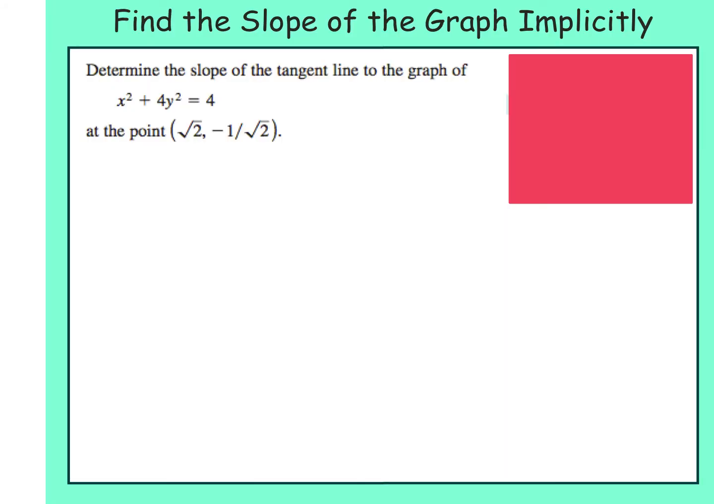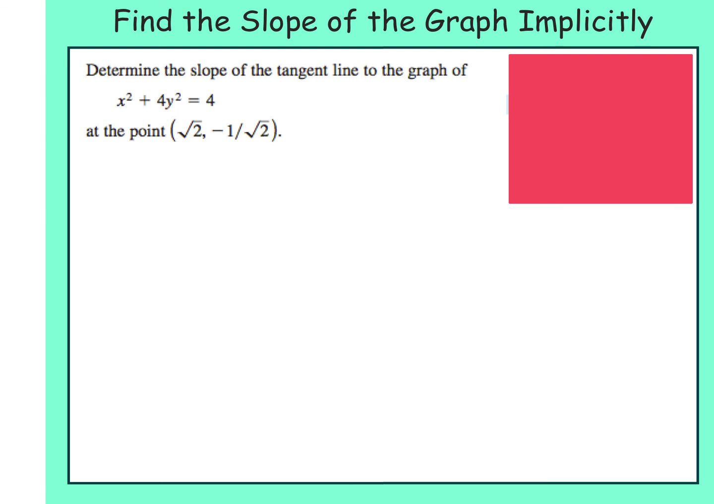Let's move. Here we go. We're going to find the slope of the tangent line. We're actually going to find the whole tangent line as well, of x squared plus 4y squared is equal to 4 at the point square root 2 comma negative 1 over square root 2. Does anybody know what graph that is? See how much we remember from pre-calc. What kind of shape does x squared plus 4y squared equal 4 give us? An ellipse. That's an ellipse, exactly.